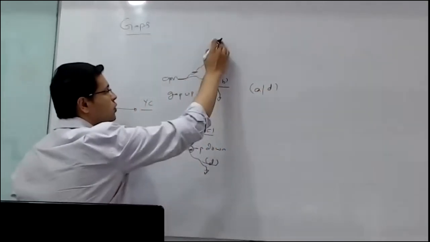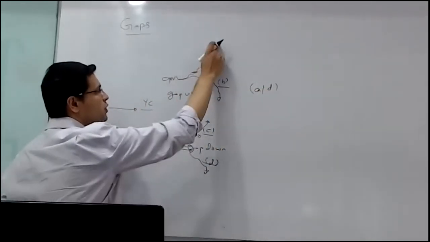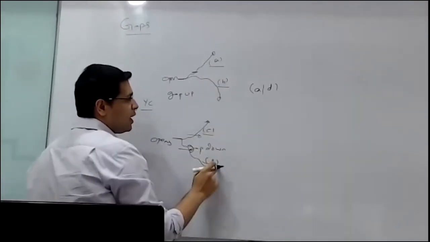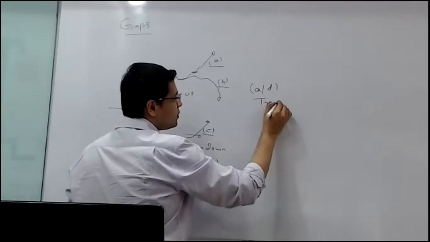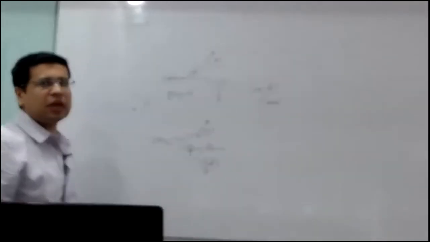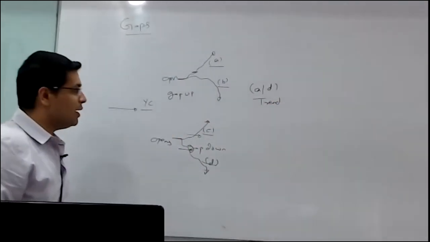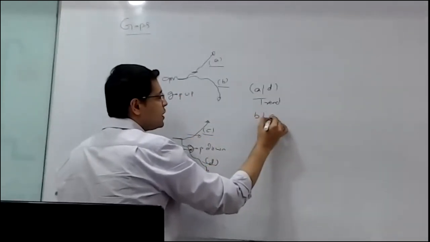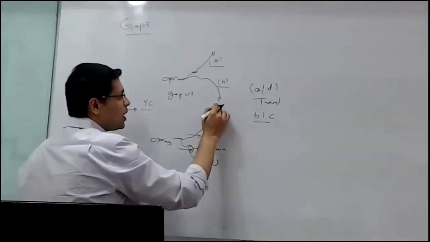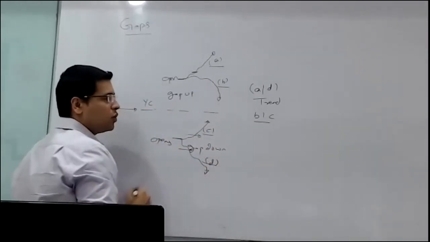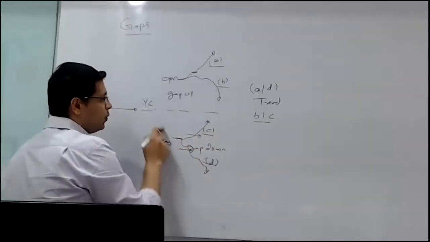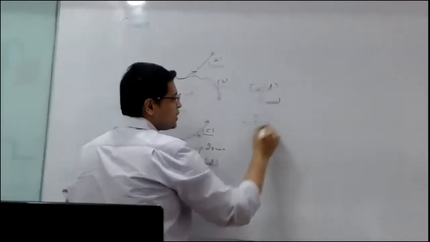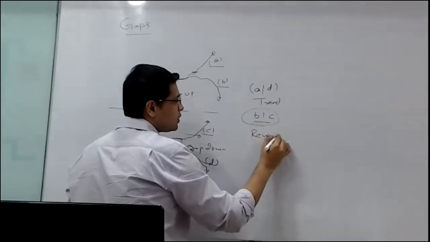A is opening up and zooming up, and D is opening down and zooming down. So A and D are nothing but called trend. They keep going in the same direction where the gap is being opened. The other two, B and C, open but then they come down, meeting yesterday's close, or maybe even going below it. So both of these cases are nothing but reversal.